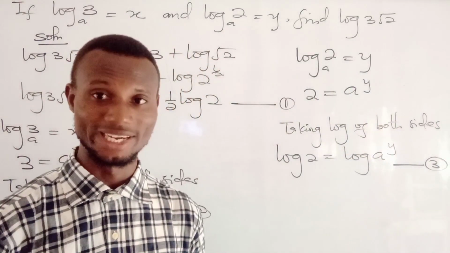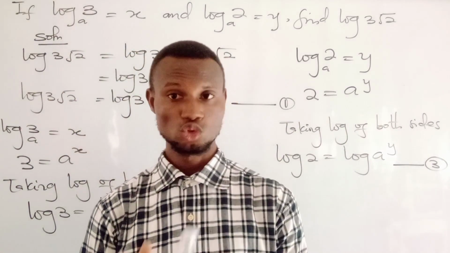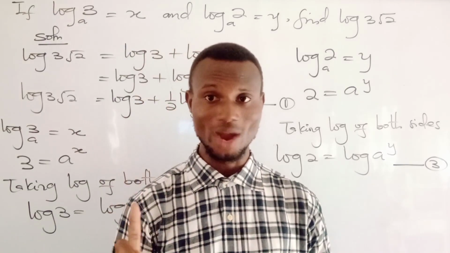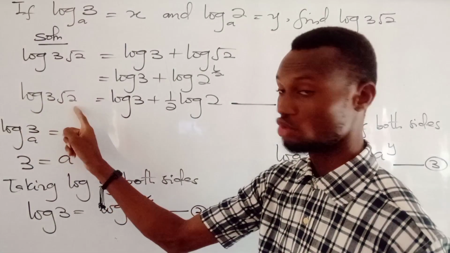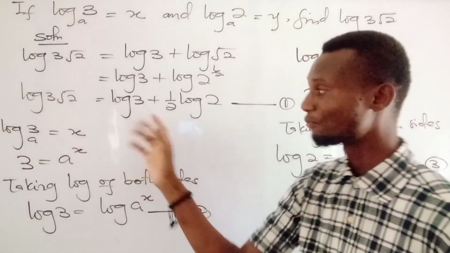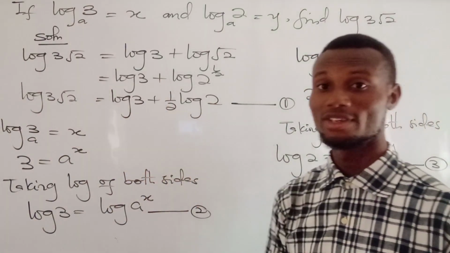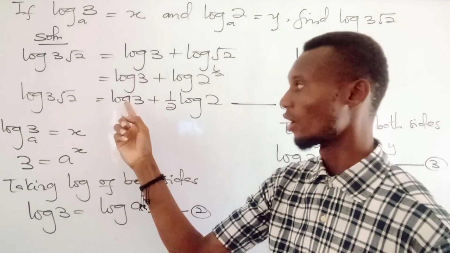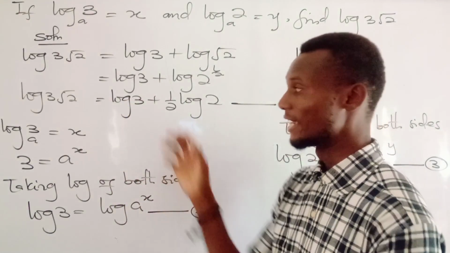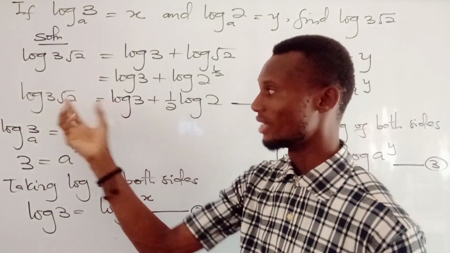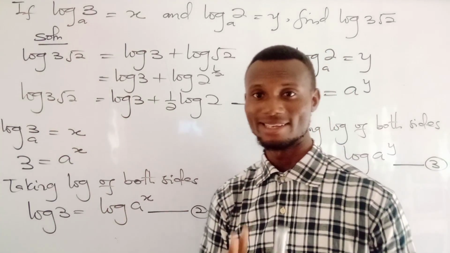Now what we need to do is that we are going to substitute the value of equation 2 and equation 3 into equation 1, because we are to find the value of the log of 3 root 2, which is this equation, which is giving us log 3 plus half log 2. So now that we've gotten the value for log 3 and also the value for log 2, we need to substitute those values back into equation 1 to be able to get the value of log 3 root 2. I hope you understand up to this point.